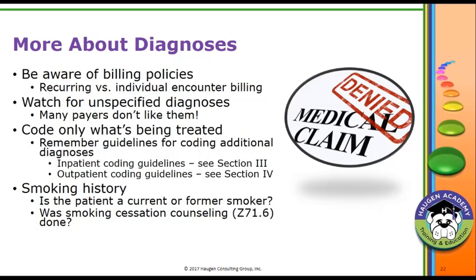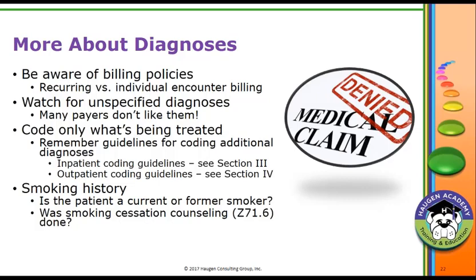Watch for unspecified diagnoses. We know that payers don't like them, and payers are looking for any excuse to deny a claim. We can try to head them off at the pass by getting as specific as possible. And code only what's being treated. Remember your coding guidelines for additional diagnoses. In the inpatient coding guidelines, they're found in Section 3. For the outpatient and physician settings, they're found in Section 4. And don't code things that were treated and resolved during an inpatient admission.